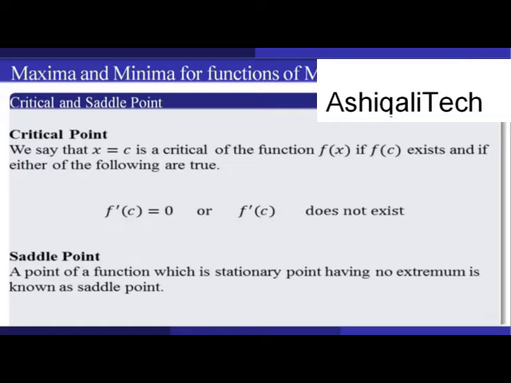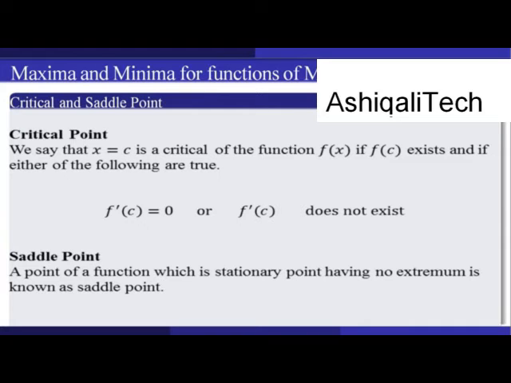We say that x is equal to c is a critical point for the function f of x if f of c exists and if either of the following conditions are true. Number 1, f prime of c is equal to 0, or f prime of c does not exist. That is, f prime of c becomes plus infinity or f prime of c becomes minus infinity.